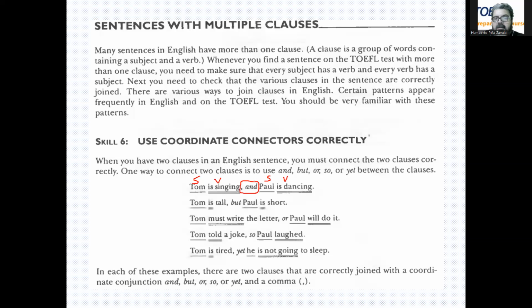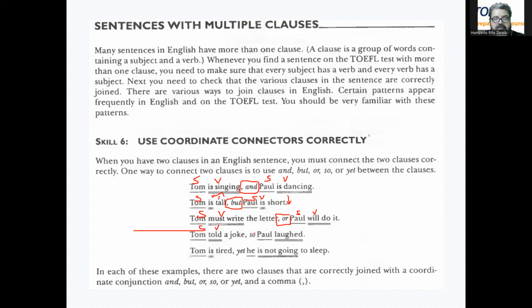Okay. Now, and puts ideas that are similar together, but puts contrasting ideas together, usually. Tom is tall, Paul is short, some sort of contrast there. Again, subject, verb, got that. Or use an idea of a choice. We have decisions there. Tom must write the letter or Paul will do it. Subject, verb, subject, verb.